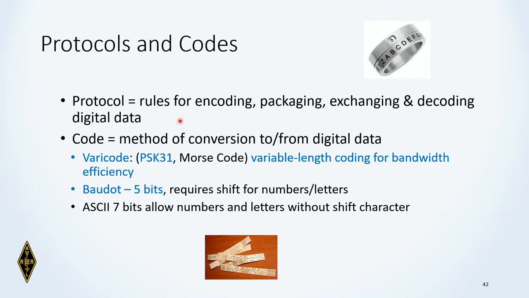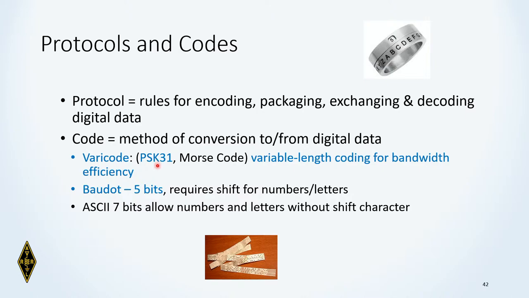So, anyway, protocol rules. It's the rules that you have to abide by on the transmitting and receiving side, so you can understand. That's a technology thing. And a code is a method of conversion to and from digital data. And we've got some terms here. Varicode is the code that's used by the PSK31 protocol. You'll see Varicode written with a capital V and a lower v. The capital V is actually a trademark associated with this mode.